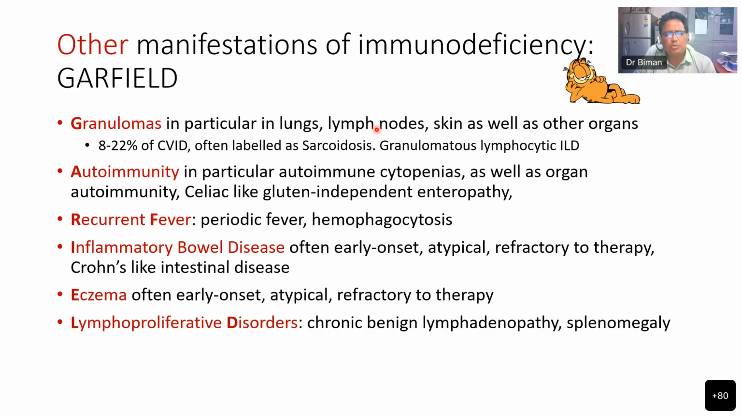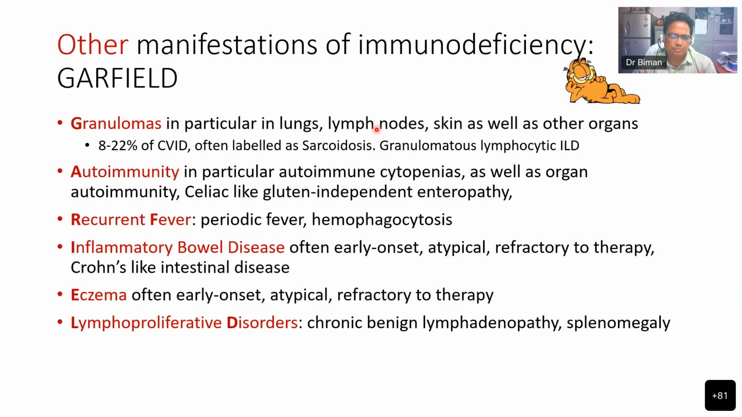And even granulomatous lymphocytic interstitial lung disease. So these can be presenting features of CVID. When you see granulomas, of course, you can see granulomas in CGD also, but otherwise, if you see granulomas in tissues like lungs and the lymph nodes, you should always think of underlying CVID or other primary immunodeficiency diseases. Autoimmunity, particularly autoimmune cytopenias, as well as organ-specific autoimmunity, celiac-like gluten-independent enteropathy.